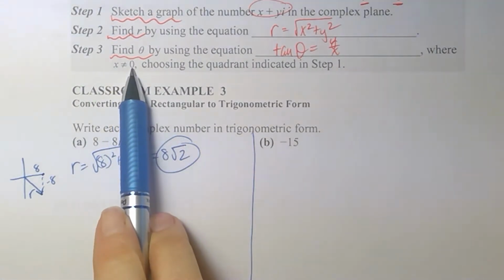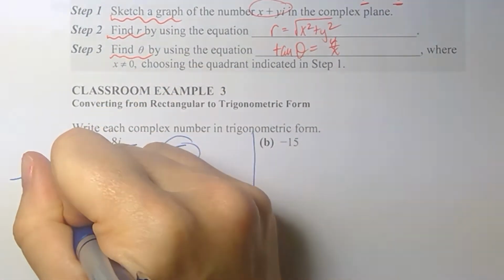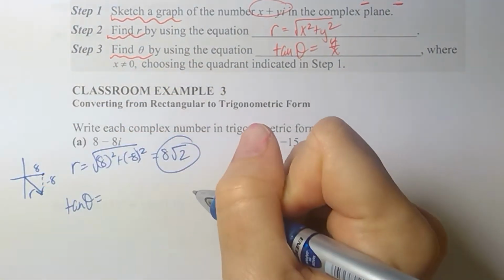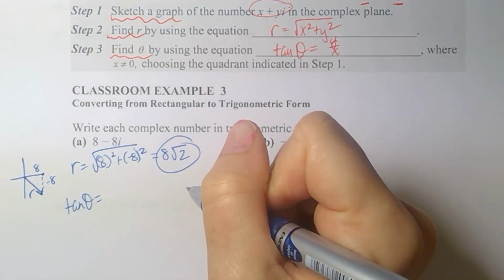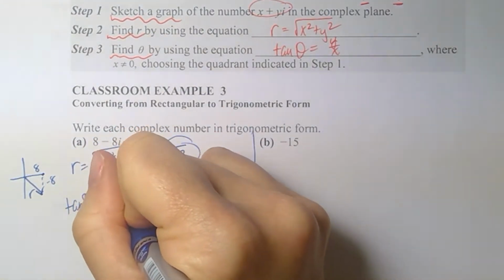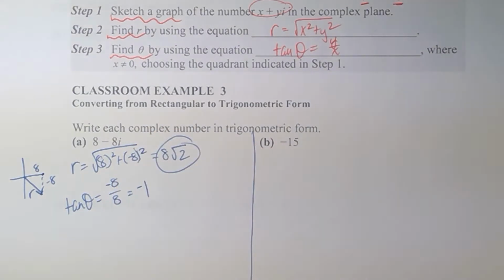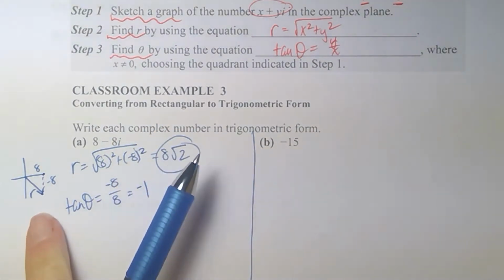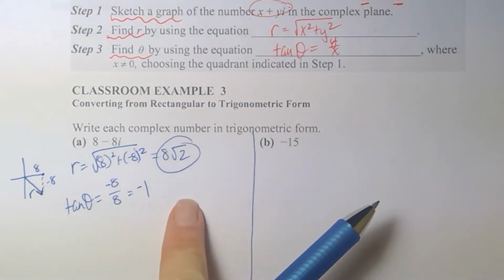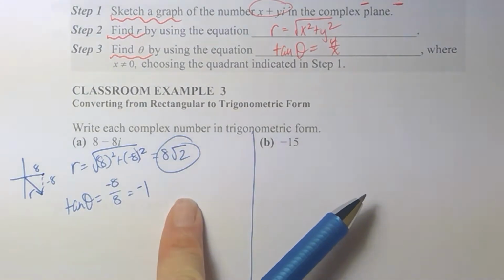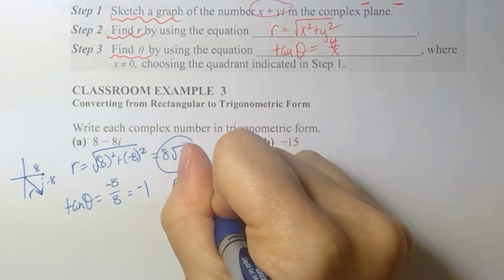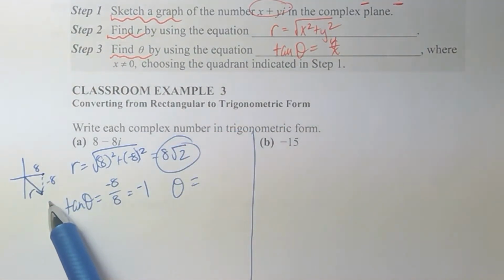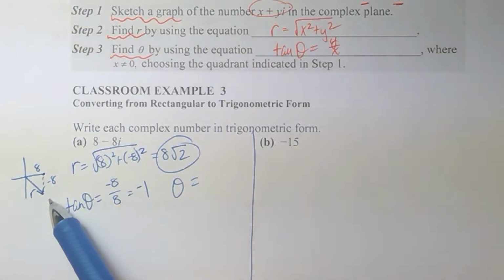The next thing we're going to do is find theta. We find theta using tangent, where tangent is y over x. In this case, I've got negative 8 over 8, which is negative 1. Well, if I'm in quadrant 4 and I have a tangent value of negative 1, what angle theta is that? Well, the tangent function that's negative 1 in quadrant 4 is that 45 reference angle that's in quadrant 4.